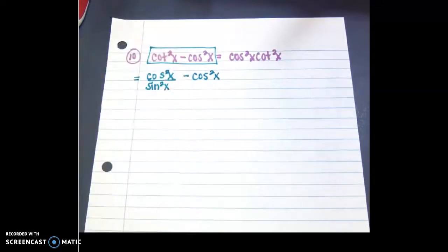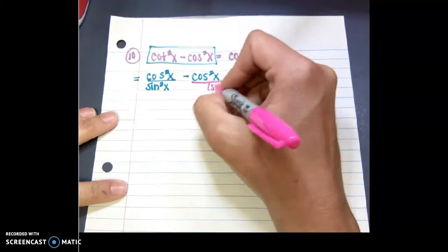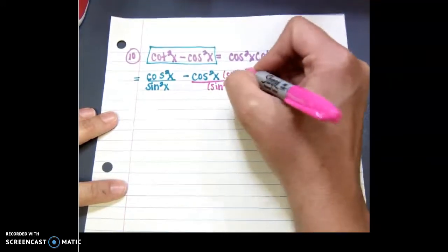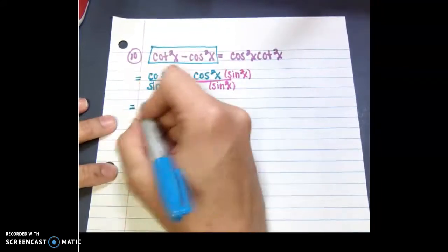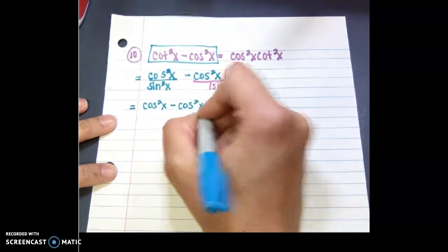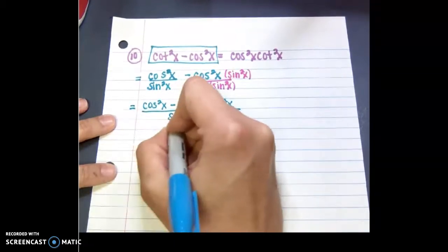So then I want to make these have the same denominator. So this denominator is missing sine squared x, so you've got to put it in the numerator. So if I clean up and make just one fraction, we'll have cosine squared x minus cosine squared x sine squared x over sine squared x.